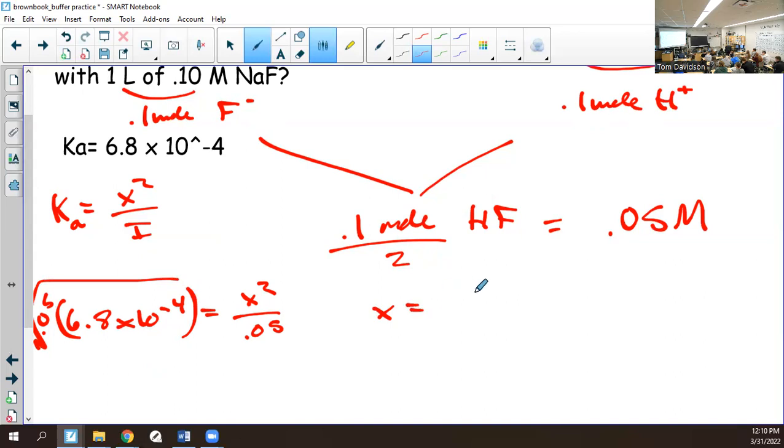So before someone just does it, what's x equal to? Anyone have it on their calculator? 0.0058, right? So then we take the negative log of that, and that will give me my pH. You have it, Maddie? 2.23.